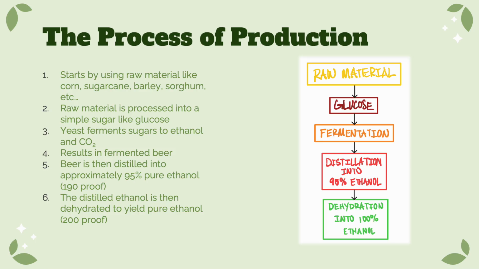The resulting liquid, which is a fermented beer, is distilled into about 95% pure ethanol, which is 190 proof alcohol. And then to reach the required concentration for application in industry, it is then dehydrated, which will produce something close to 100% pure ethanol. If this ethanol wants to be used as a fuel additive, it goes through something called denaturation, which is basically adding some contaminant like natural gasoline to render it undrinkable, and then it is ready to be mixed into gas.